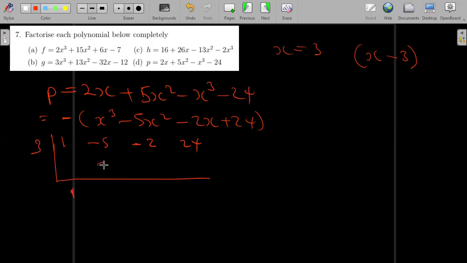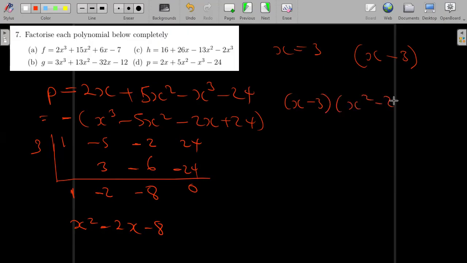And here there's 0, so 0 plus 1 just gives you 1. 1 multiplied by 3 gives you 3. 3 plus negative 5 gives you negative 2. Negative 2 multiplied by 3 gives you negative 6. Negative 6 plus negative 2 gives you negative 8. Negative 8 multiplied by 3 gives you negative 24, and this gives you 0. So the remainder there is 0. This means it is a polynomial of degree 2, a quadratic, which is x squared minus 2x minus 8. So in short, you have the first factor, x minus 3, then you have x squared minus 2x minus 8.